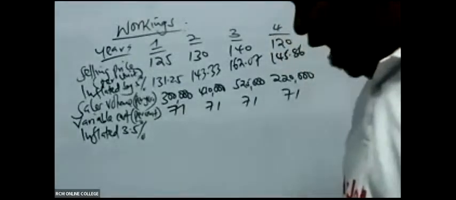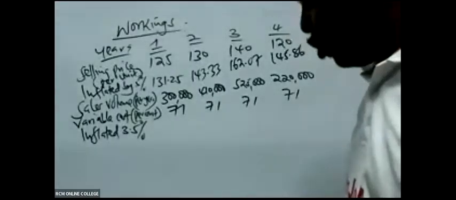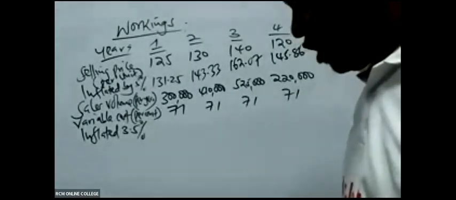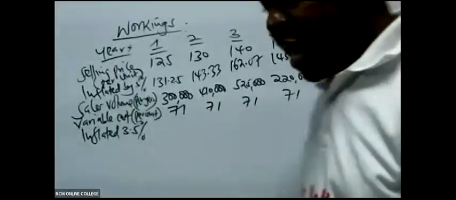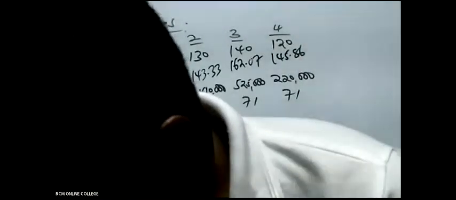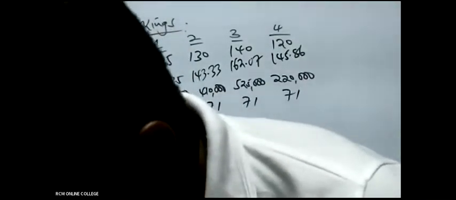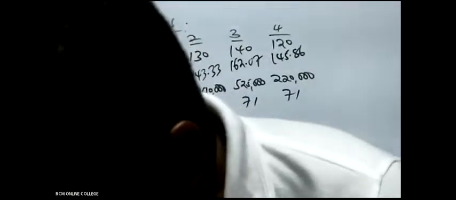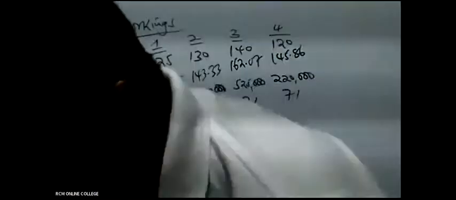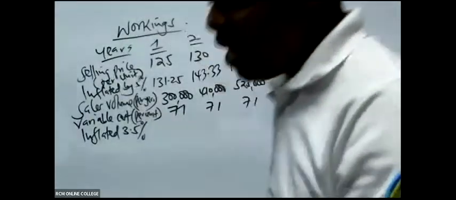So you come here and say 71, you multiply by 1.035, and raise it to 1. So you will get 73 point what? Can someone give me the figure for the variable cost? 73.49. This is not hard.